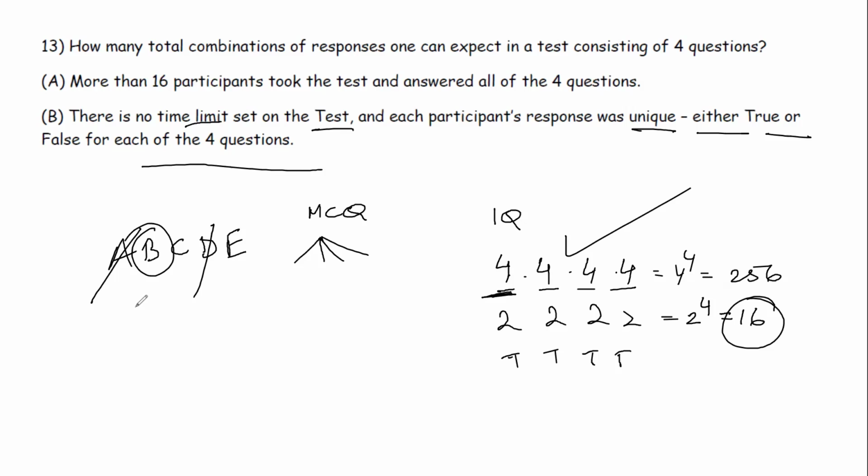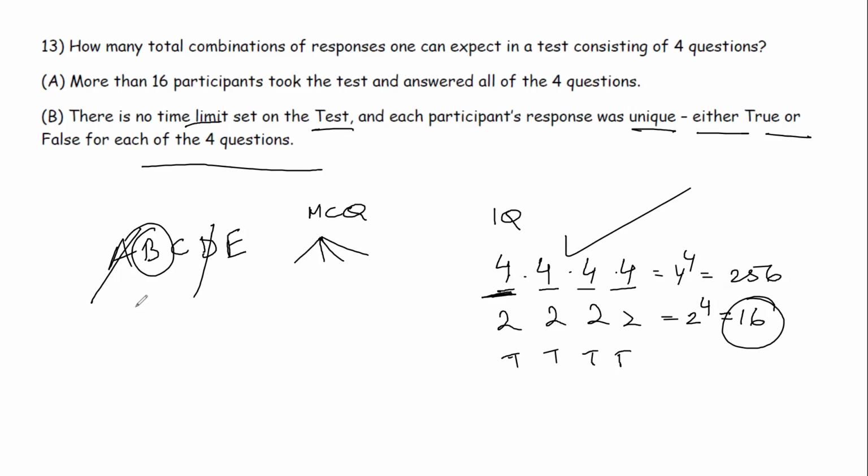Yeah, more than 16 participants took the test. And that 16 participants is just a distraction, because the question is how many total combinations of responses one can expect. Whether it was only one person taking the test also, we can expect 16 possible combinations of responses in a test consisting of 4 questions.